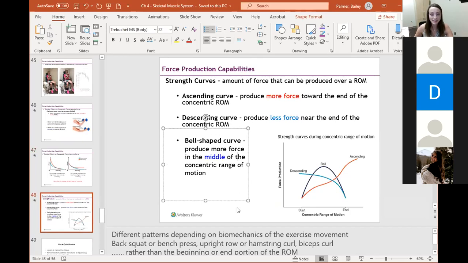You also need to know examples. So I went over examples in the lecture. I think the best example I gave for ascending was back squat, bench press. Descending, I gave hamstring, so like a hamstring curl, or maybe a lying hamstring curl is going to be a good example. And then for bell-shaped, I said bicep curls.